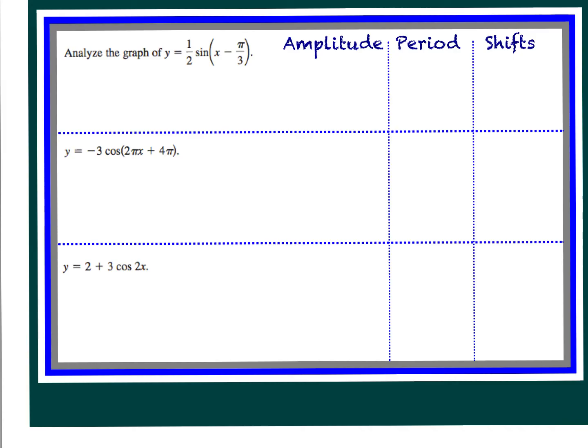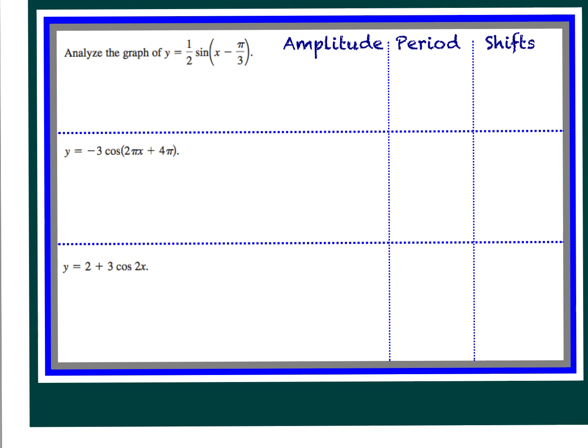Let's do this first function. I have y equals 1/2 sine of x minus pi over 3. This is how I'm going to assess you on this stuff. I am not going to have you graph on a test. Does everybody hear me? Yes. I am not going to have you graph on a test on these kinds of problems.